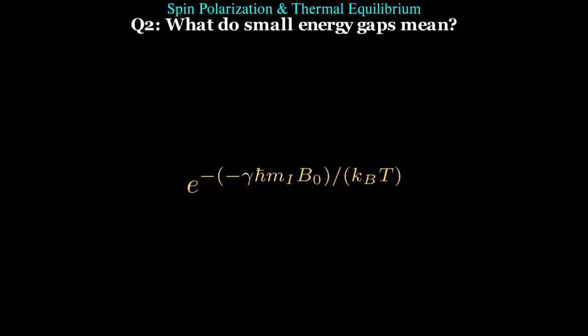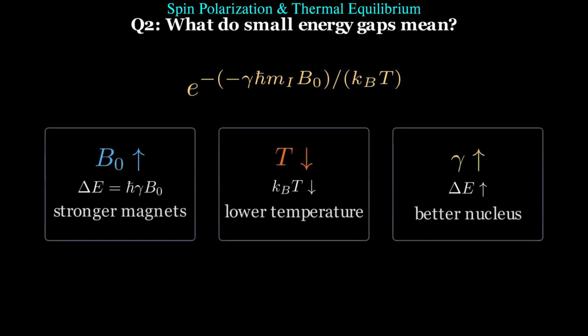Since we have a negative exponential, a larger exponent value will give us a higher probability for our lower energy state to be more populated. And we can get that larger exponent by having a larger numerator or a smaller denominator. If we want more polarization, there are really only two knobs that we can turn. The first is increasing the magnetic field strength.